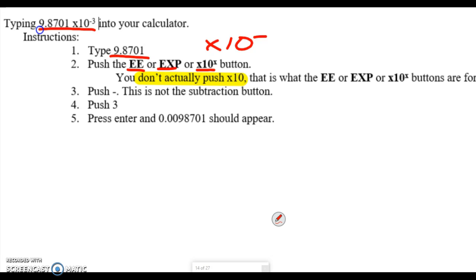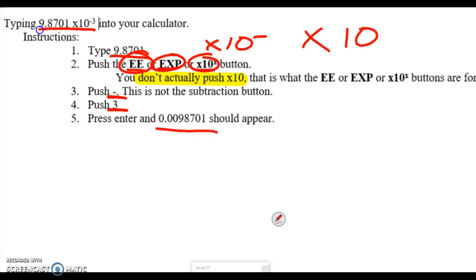So don't ever actually hit a multiplication sign and then hit a 1 and a 0. You don't want to do that. You want to use one of these three buttons. You need to put the negative in. That's going to be the negative button, not the subtraction button. You push the 3, and if you hit enter, most likely this will show up on your calculator.